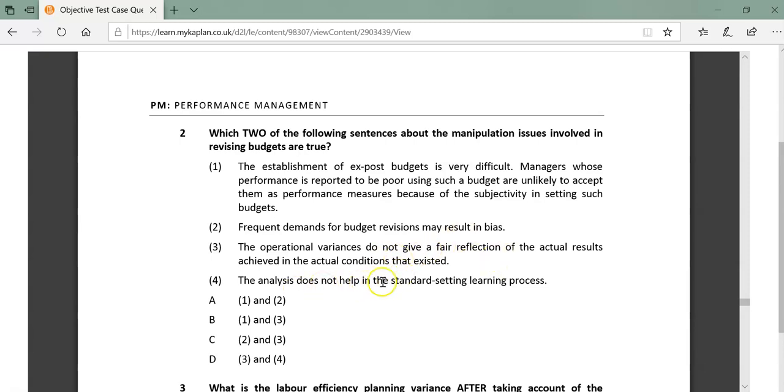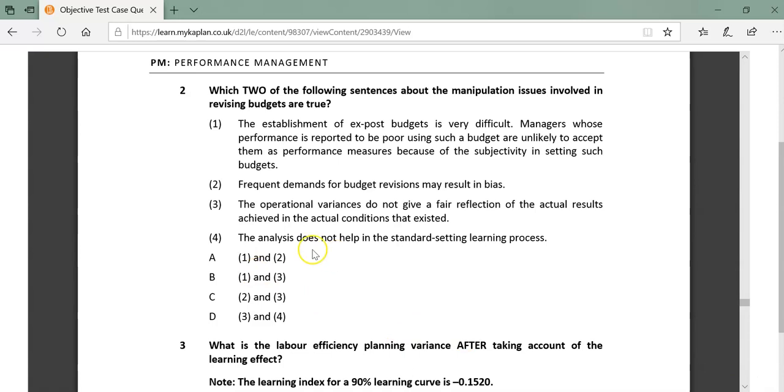And then, this analysis does not help in standard setting. It does help in standard setting learning processes. That's the whole point of revising it, and we've learned. So 3 and 4 are not correct. So the answers are 1 and 2. Right? So the answer to question 2 is A.